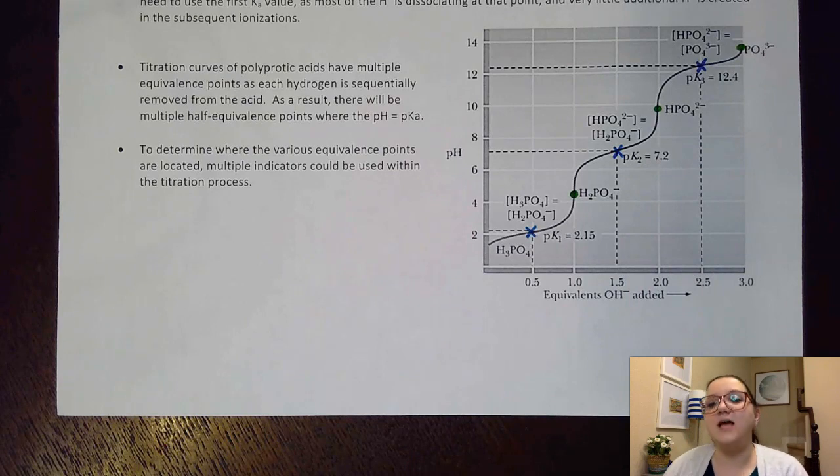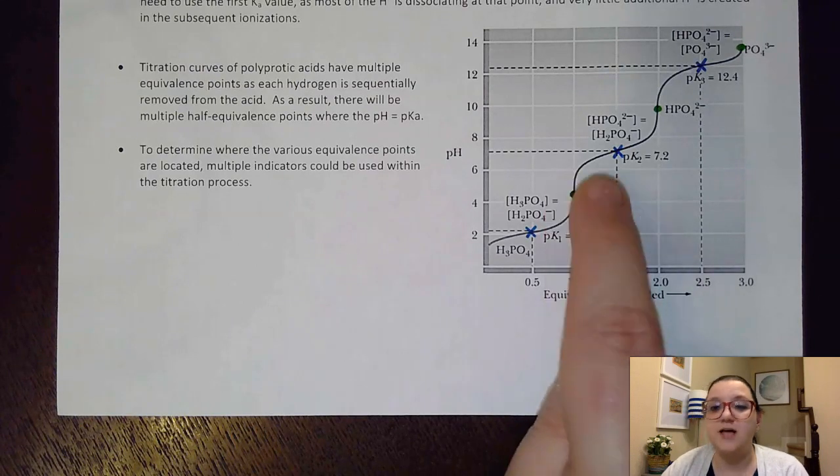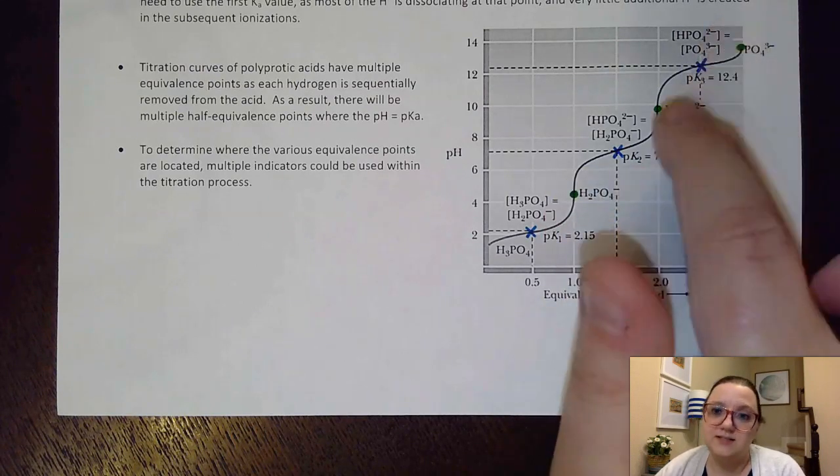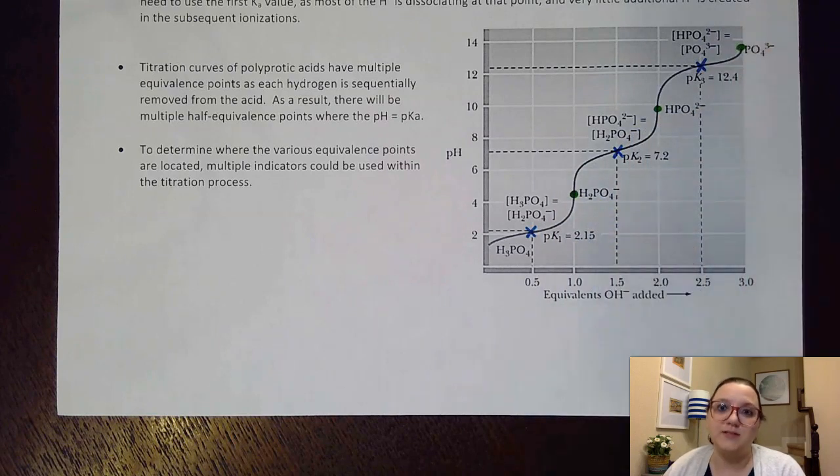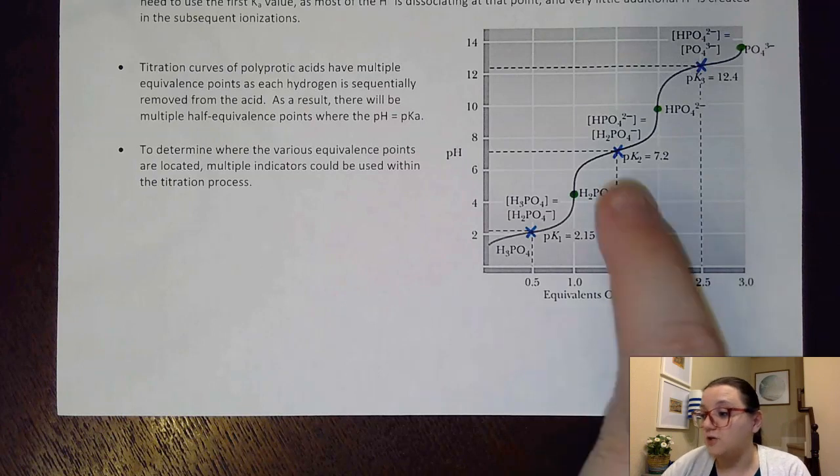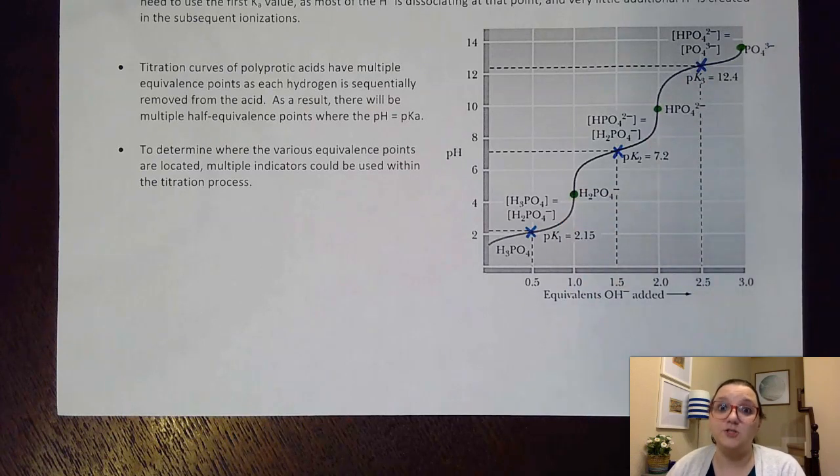What's interesting is that if you do a titration process with a polyprotic acid, you actually have to use several different indicators because you'll need a color change to happen at the first, the second, and the third equivalence points. So you'll have to pick different indicators that would change colors at those various pH levels.